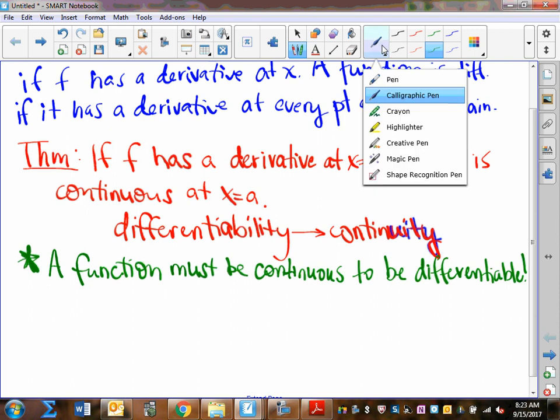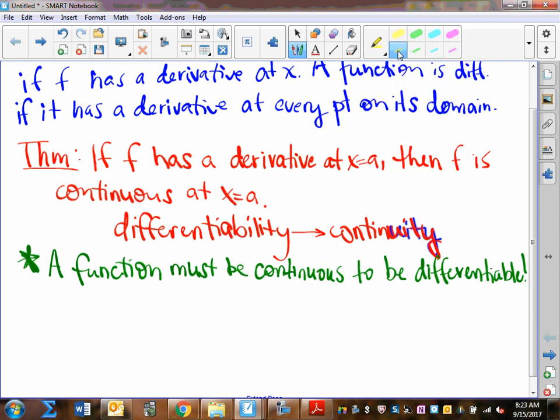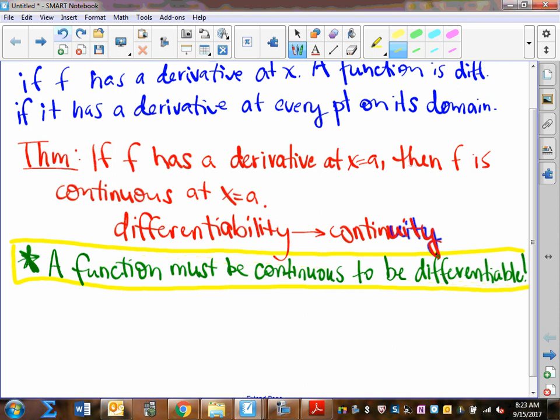Now this is super important that you remember this. AP loves to ask questions surrounding this. The function must be continuous to be differentiable. So if we are told that the function is differentiable, then immediately we know that it's continuous at that point. Okay. So differentiability implies continuity. In order for it to be differentiable, it has to be continuous.